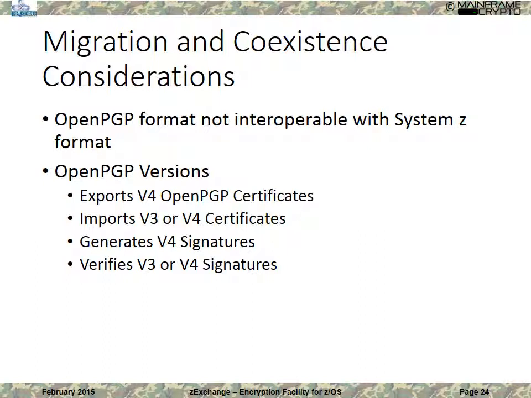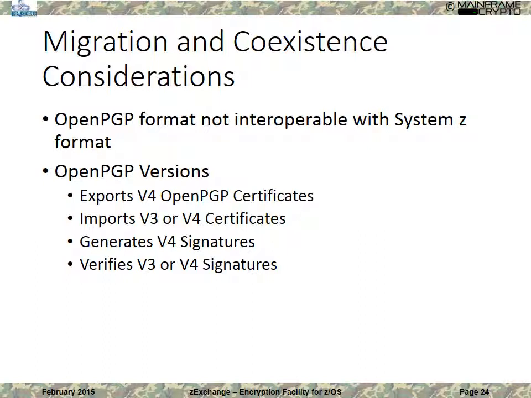Then the other point on this chart is that the OpenPGP implementation has changed over time. Part of that is just the change in standards from 2440 to 4880. OpenPGP has gotten more sophisticated, more flags, more bells and whistles. So there are different levels. There's a version 3 and a version 4 type of certificates. There are version 3 and version 4 signatures. The version 4 are just a little bit more sophisticated, a little bit more expandable than the older versions.